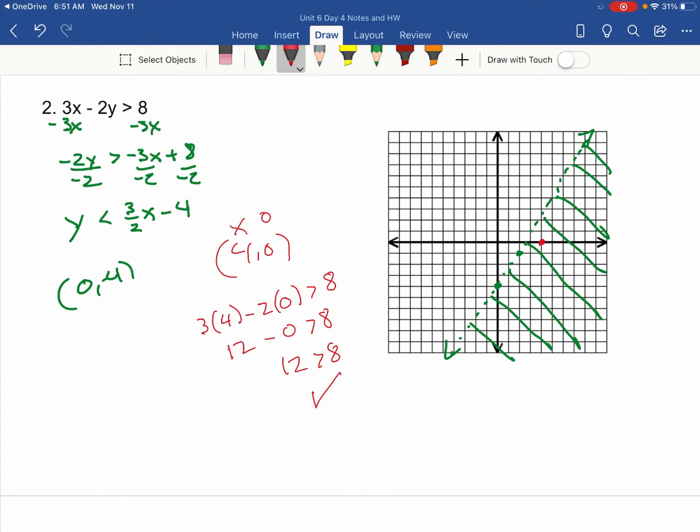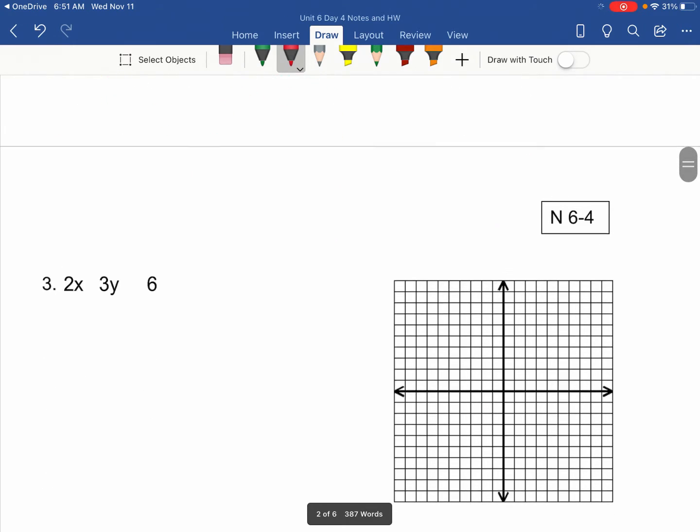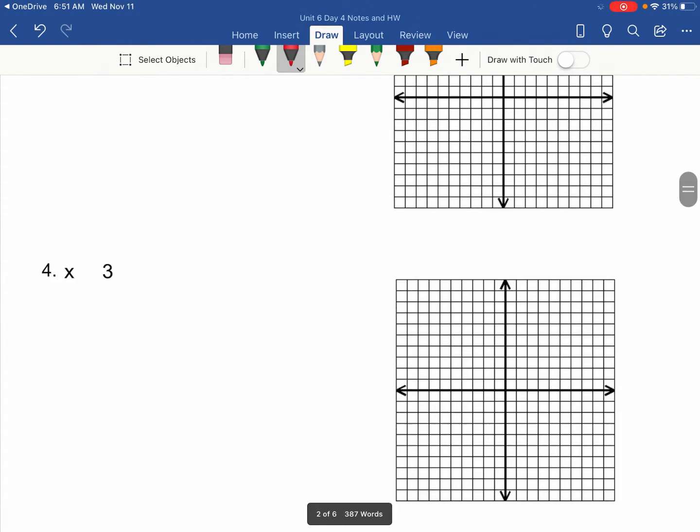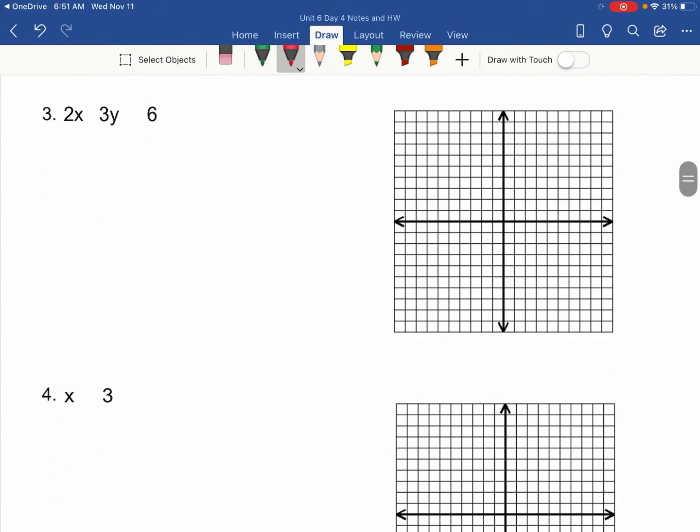Okay. All right. What I want you to do now is pause the video and try number 3. On mine, these are not showing up, so I'm going to say what these are supposed to be. This is supposed to be 3x minus 3y. Is that greater than or equal to negative 6? So go ahead and hit pause, try number 3, and when you get done, hit play, and then you can check your answers.